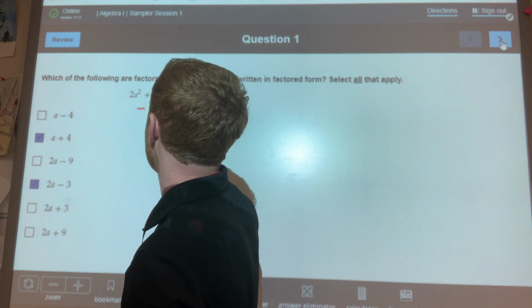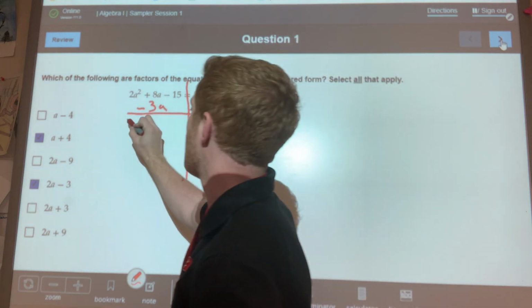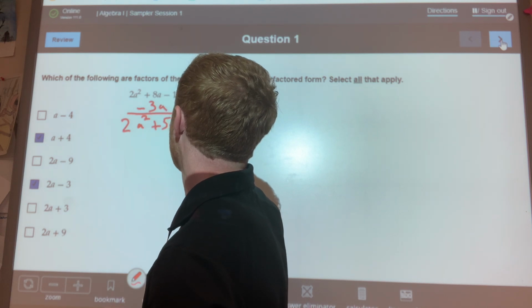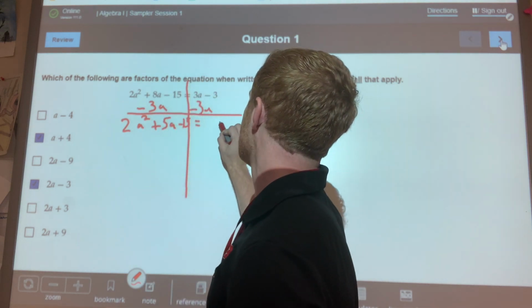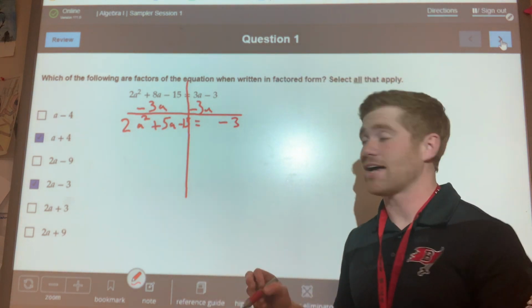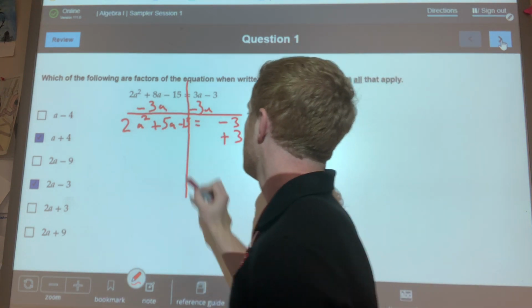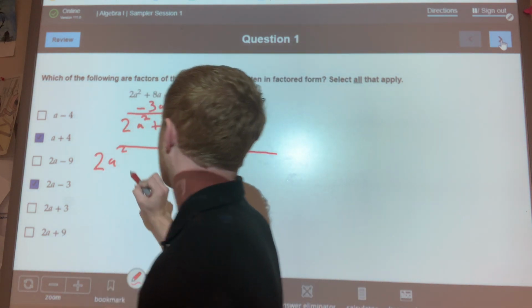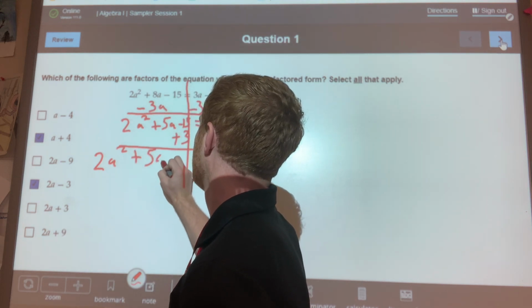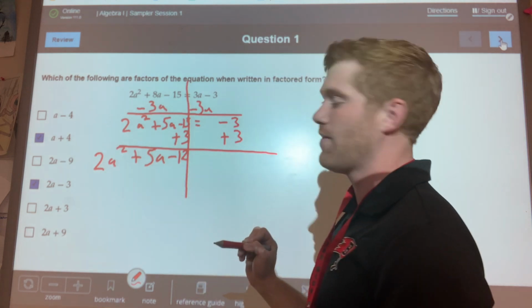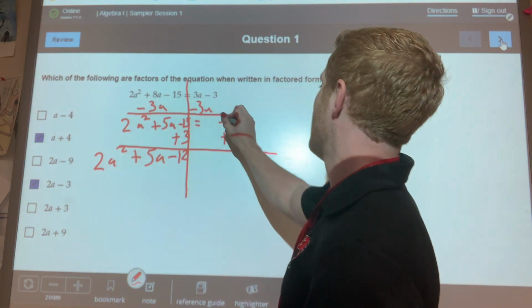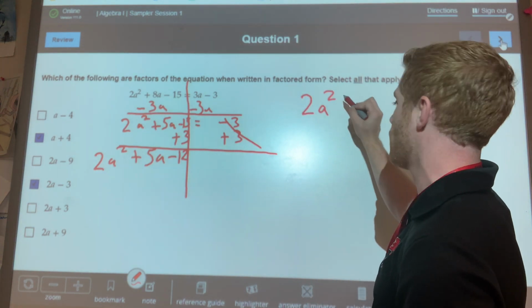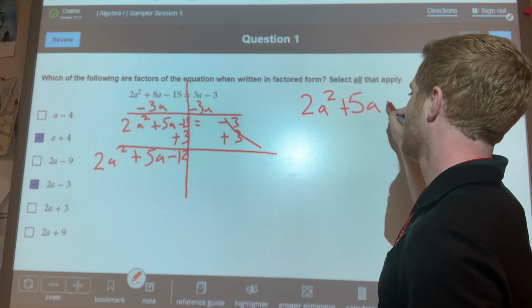So minus 3a. Okay, when I do that, I'm left with 2a squared plus 5a minus 15 equals negative 3. Okay, then the last step, I have to add 3 to both sides, just like this. Okay, so I'm left with 2a squared plus 5a minus 12, because negative 15 plus 3 is negative 12, and then these just cancel out. So my new equation is 2a squared plus 5a minus 12.